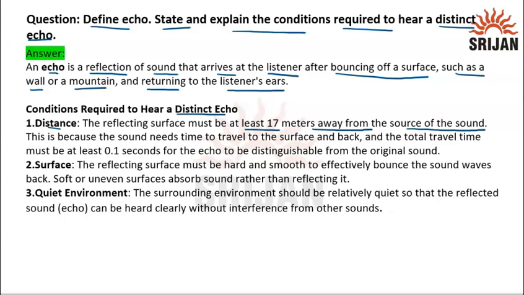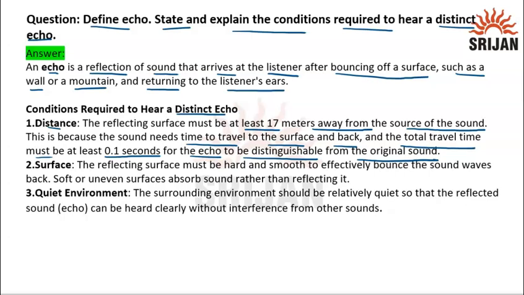This is because sound needs some time to travel to the surface and get back, and the total travel time must be at least 0.1 seconds for the echo to be distinguishable from the original sound. So this should be the time in which it travels from the surface and gets back to the listener.